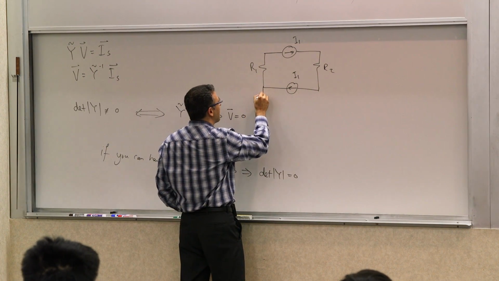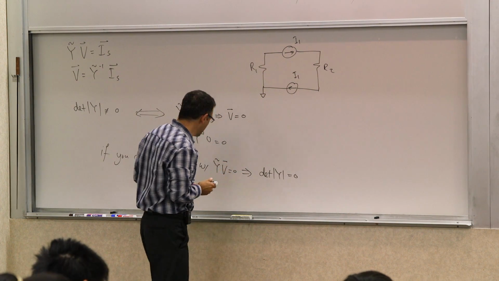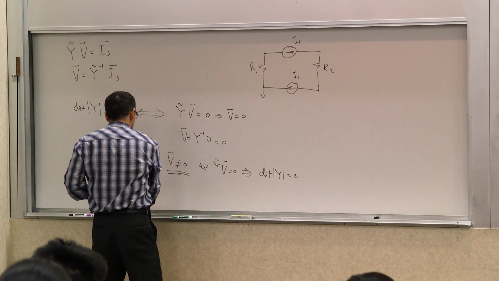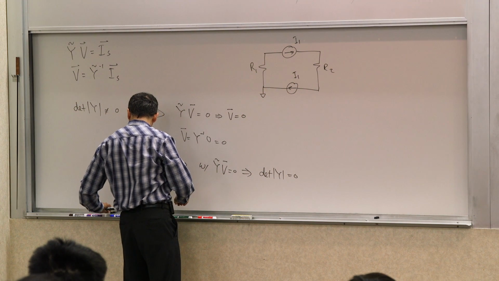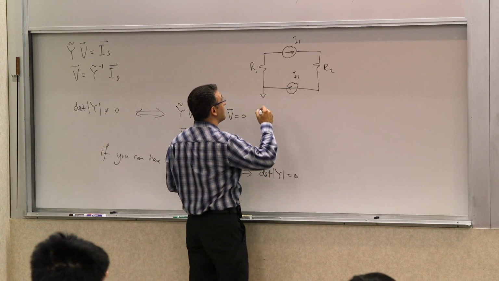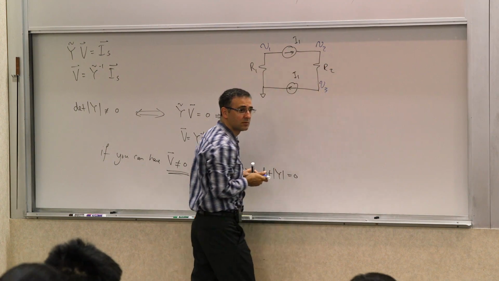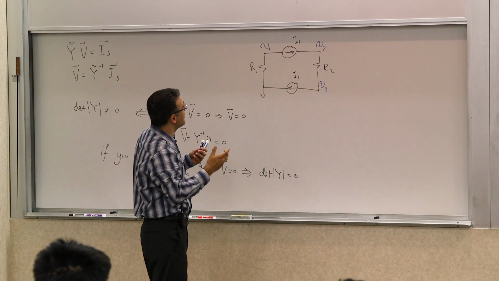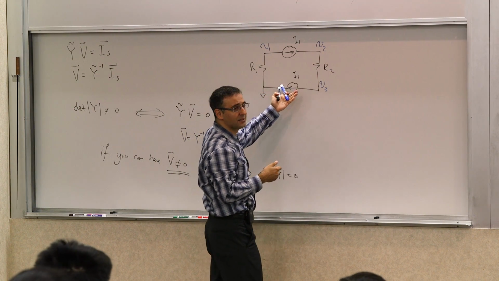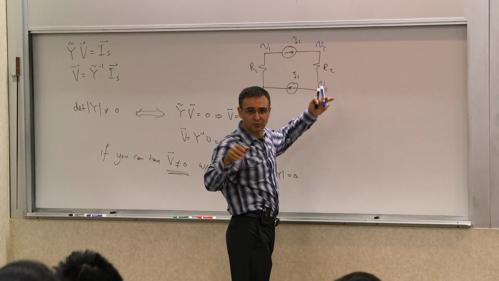We define this node as ground. So how many nodes do I have left? 2 or 3? V1, V2, V3, right? So let's write the nodal equations. We don't have dependent sources, so we can actually use our rule of thumb quickly right here.